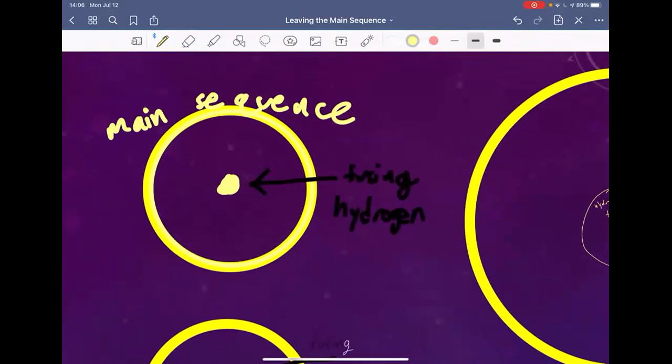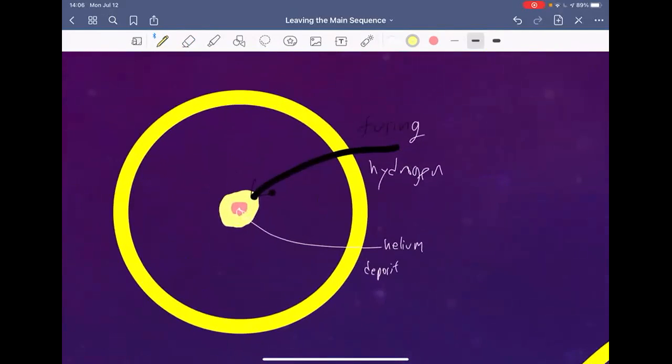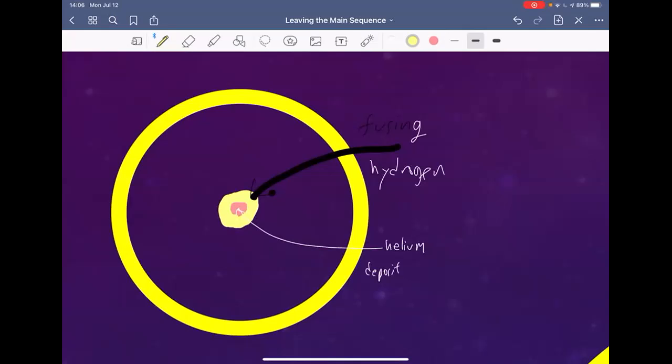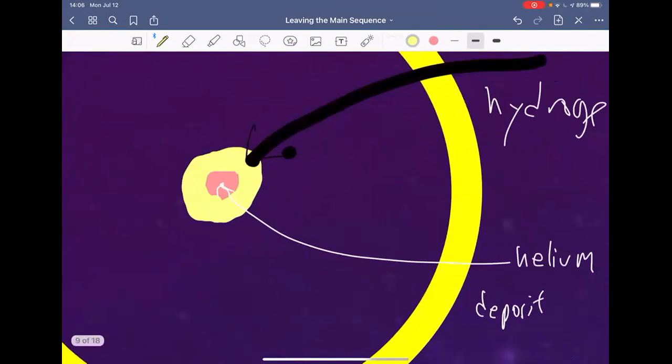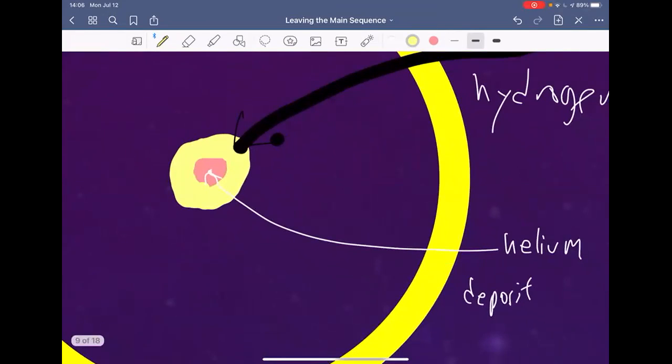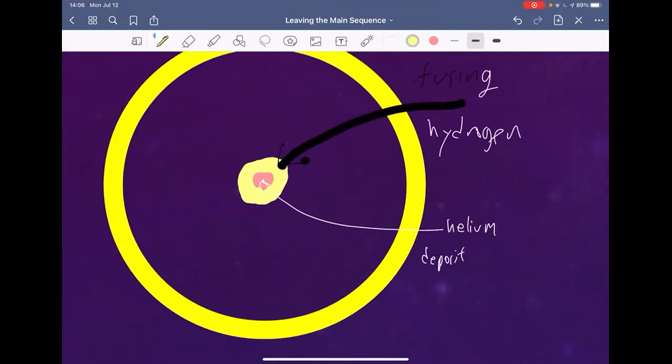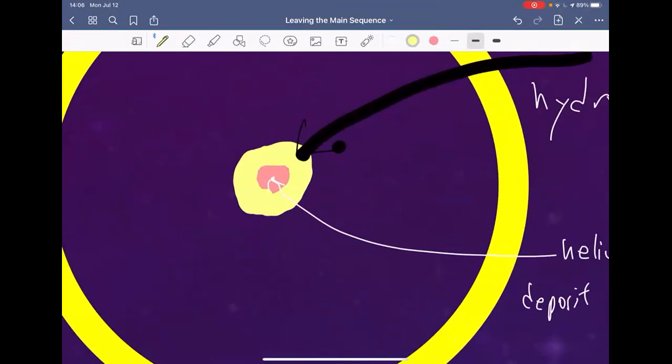So we start at a normal main sequence star. It has a core, it's fusing hydrogen, it's all doing fine. And as it continues to burn through its hydrogen, it starts to deposit all the helium that it's been fusing, turning hydrogen into helium, at its very core. But it's still doing okay, because there's still all this hydrogen to go through.